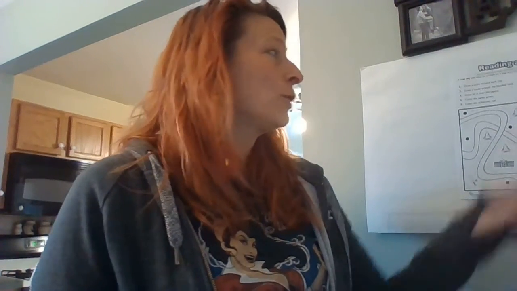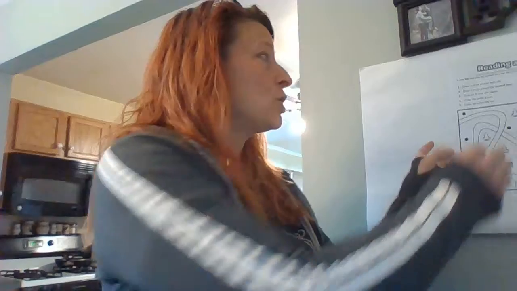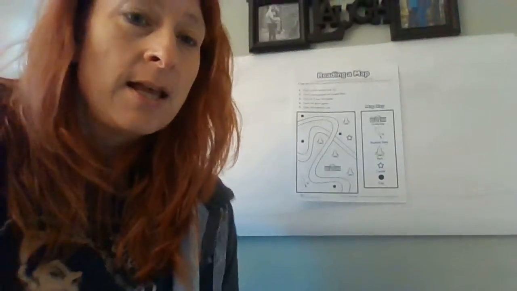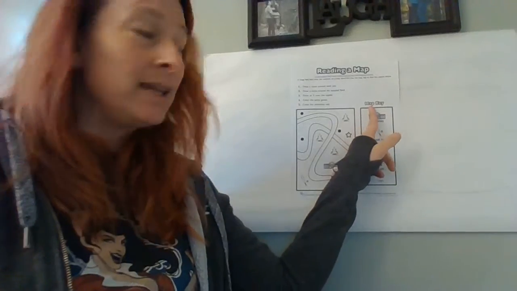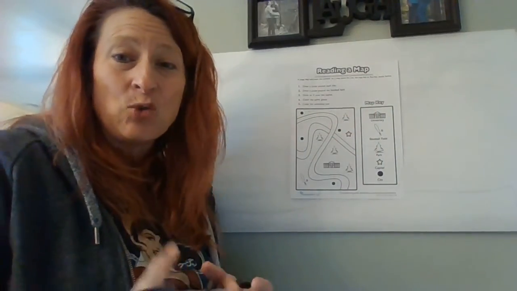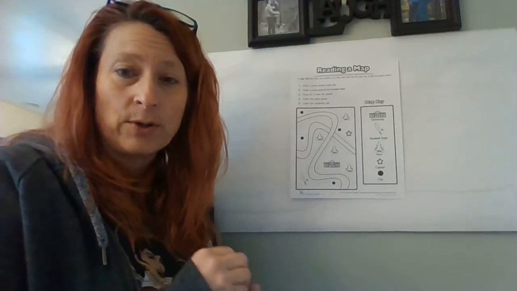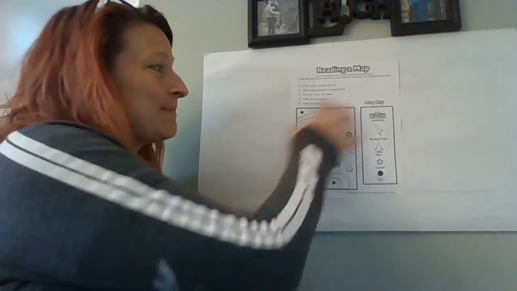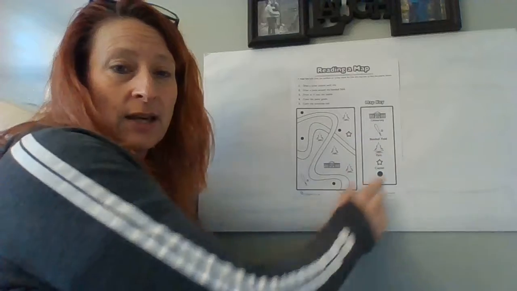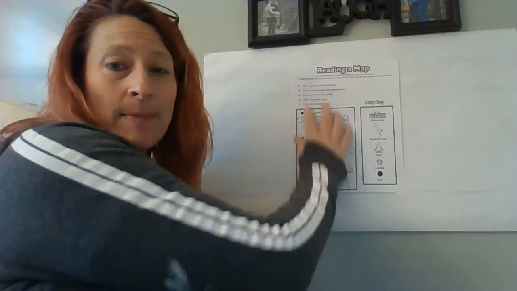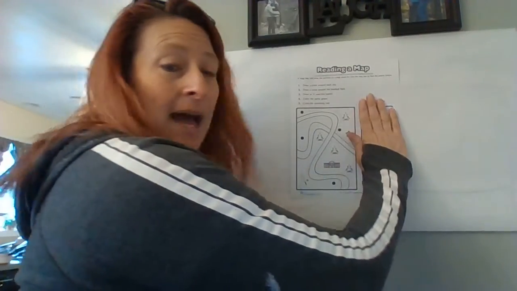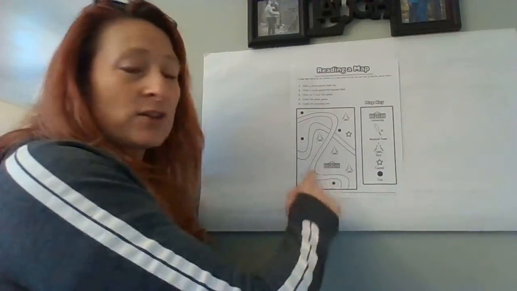So one of the things that maps have are called a map key. So I'm going to show you this right here. Hopefully you can see this. This is called a map key. A map key tells you what pictures are so that you don't have to write it on your map. So in this map, you have two sections. This is the map.